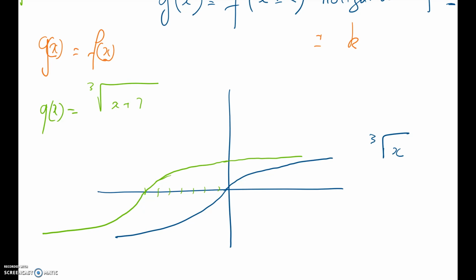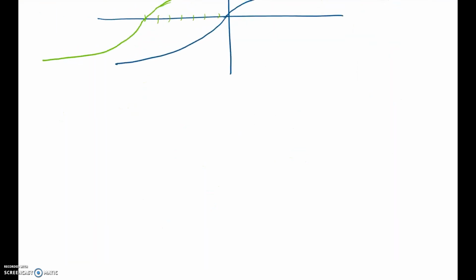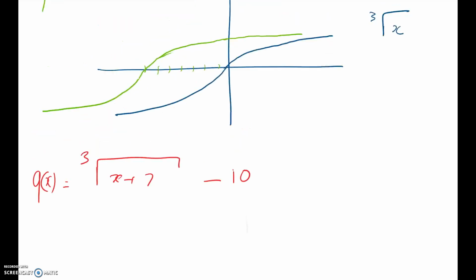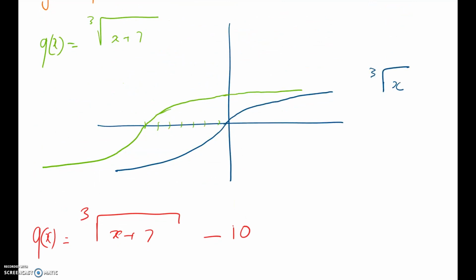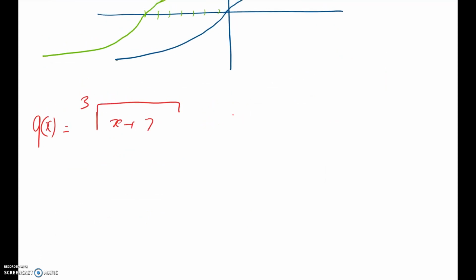Now, I don't have that. What I have is g of x equal the cubic root of x plus 7 minus 10. So what does that mean for this green function right here? What does that mean for this green function g of x equal cubic root of x plus 7? That it'll stretch? Not stretch. It's going to shift down. Down, exactly. Because you can literally take this and put it right here.